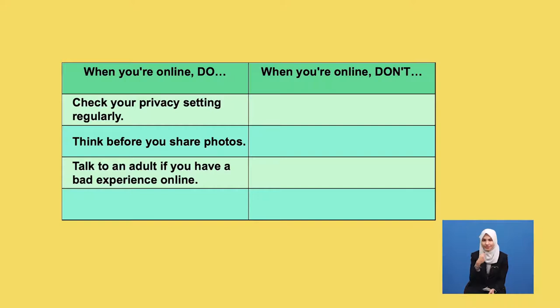Talk to an adult if you have a bad experience online. If you see anything online that you don't like, tell someone you trust. Nothing should make you feel uncomfortable or unhappy. Choose a friend, a parent, or a teacher and tell them what's happening. If they can't help you, tell someone else. Don't keep it to yourself, okay?